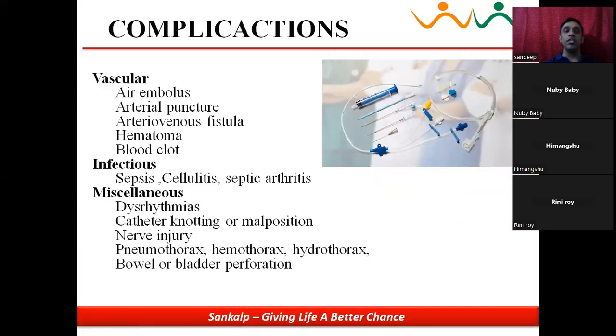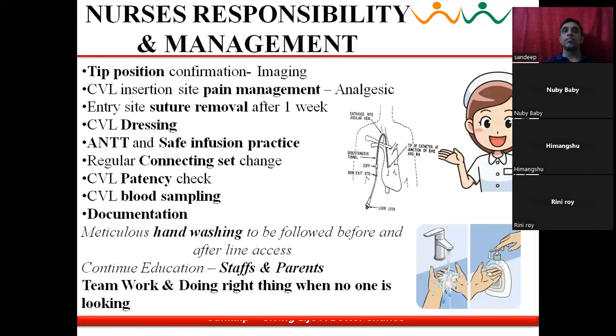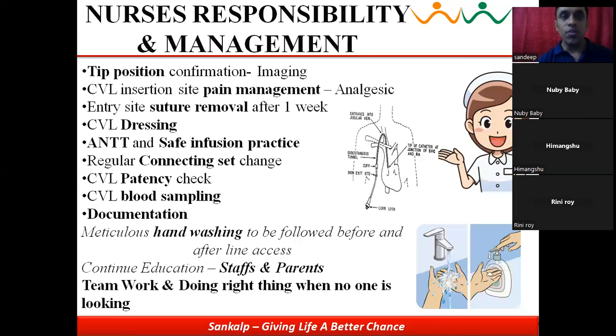So we have to assess, and if there are any problems, they have to be reported to doctors. In this slide, I'm going to speak about the main important thing, the nursing management of the central line. As a nurse, what do I have to do? First of all, the first part I have mentioned is the tip confirmation.